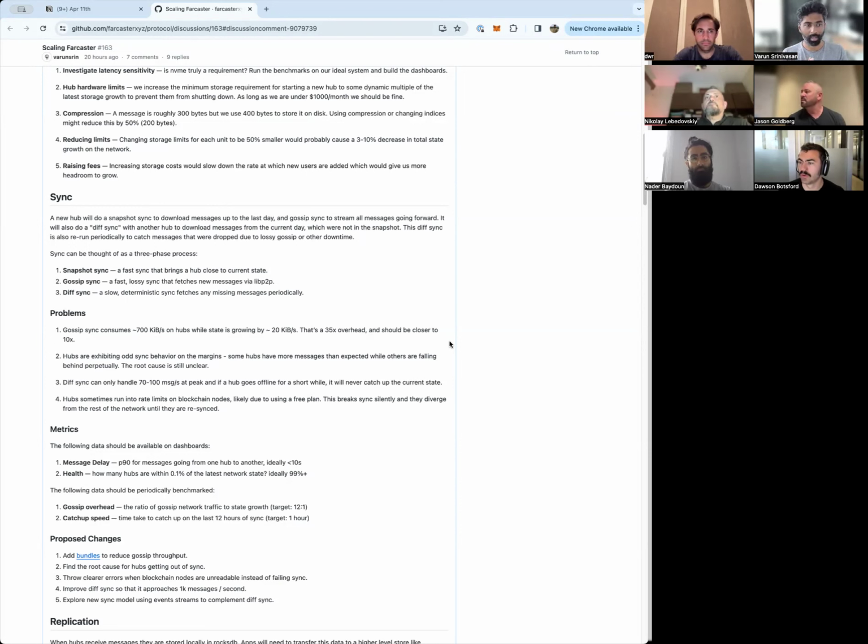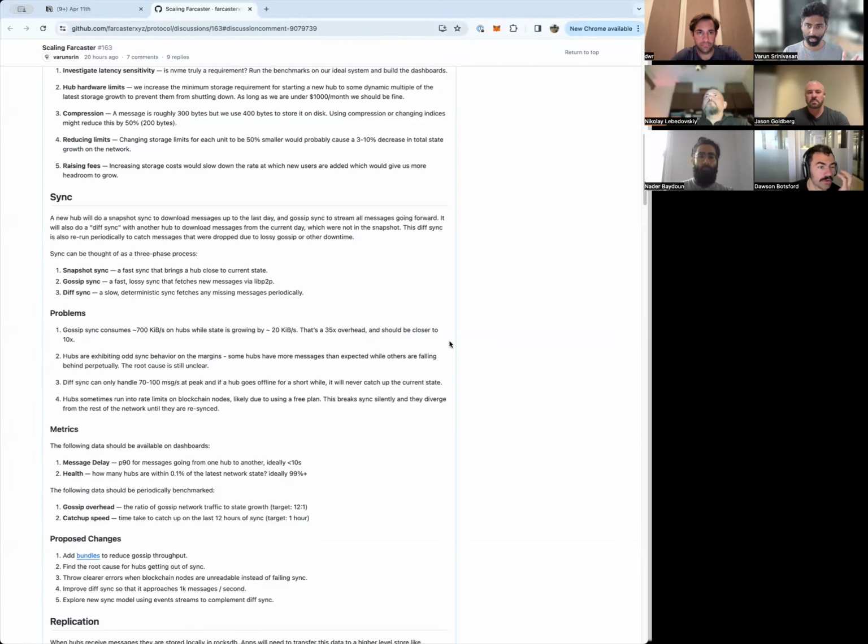And the third problem is we're actually working on improving differential sync. So one of the problems we have is if your hub shuts down or goes offline for a few minutes, it'll catch up fine. But if you go offline for a few hours and then restart, you kind of have to wipe your hub and set everything up again and download from Snapshot, or you'll never catch up because the catch-up sync is not as fast as it needs to be.